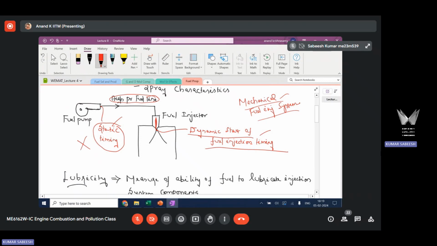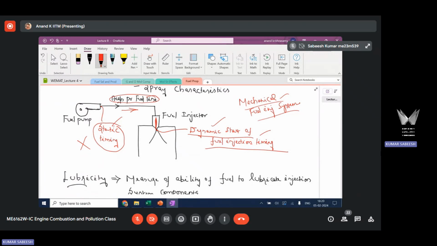Not this timing. This is not of much significance in terms of combustion analysis. What is important is the dynamic timing. And this dynamic timing depends on how quickly the fuel travels in the high pressure line. How quickly the fuel travels in the high pressure line is affected by density. When you have a high density fuel, it is of less compressible nature. Because of this, the fuel will travel at a higher velocity in the high pressure line.